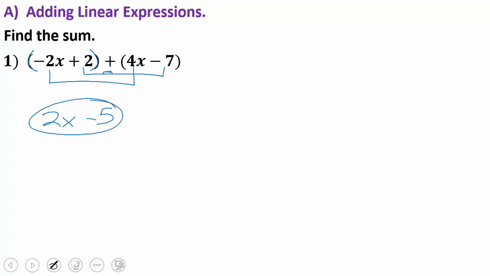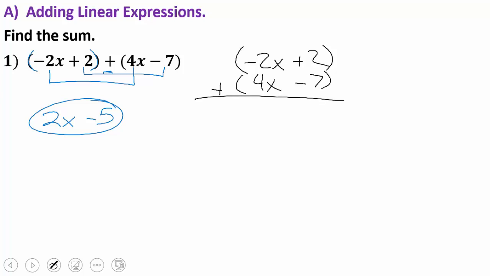If you want to do it vertically, some people like vertical. You would just write it this way, negative 2x plus 2, and then we're going to add, I can put the parentheses around there if you want to, and then underneath, I put the like term. So underneath, I would put 4x minus 7. And then I'm just adding vertically like I was taught in elementary, and I say negative 2x plus 4x. I come straight down, and I say that's 2x. And then 2x plus a negative 7, coming straight down, negative 5. I would get the same answer.